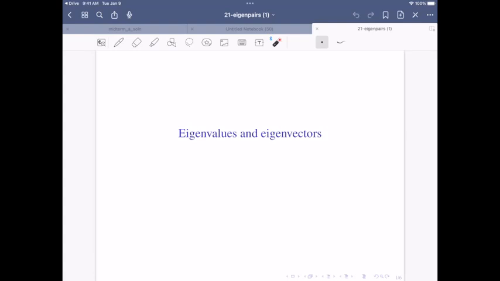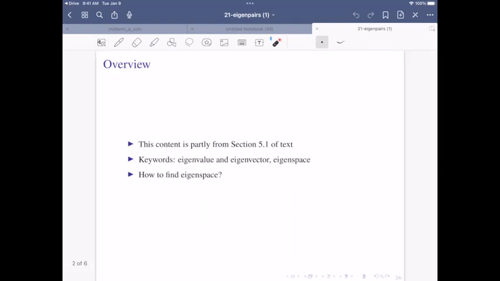Eigenvalues and eigenvectors. This part is from section 5.1. And in this part, we are going to introduce the definition of eigenvalue, eigenvector, and eigenspace. Usually, eigenvalue and eigenvector come in pairs, so we sometimes call these eigenpairs.